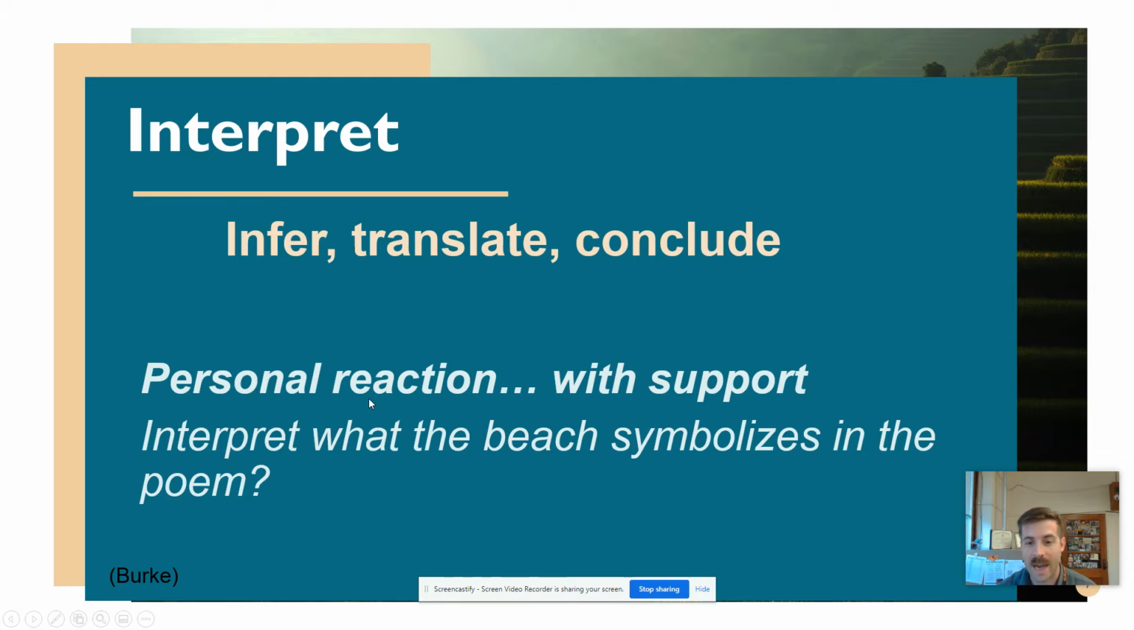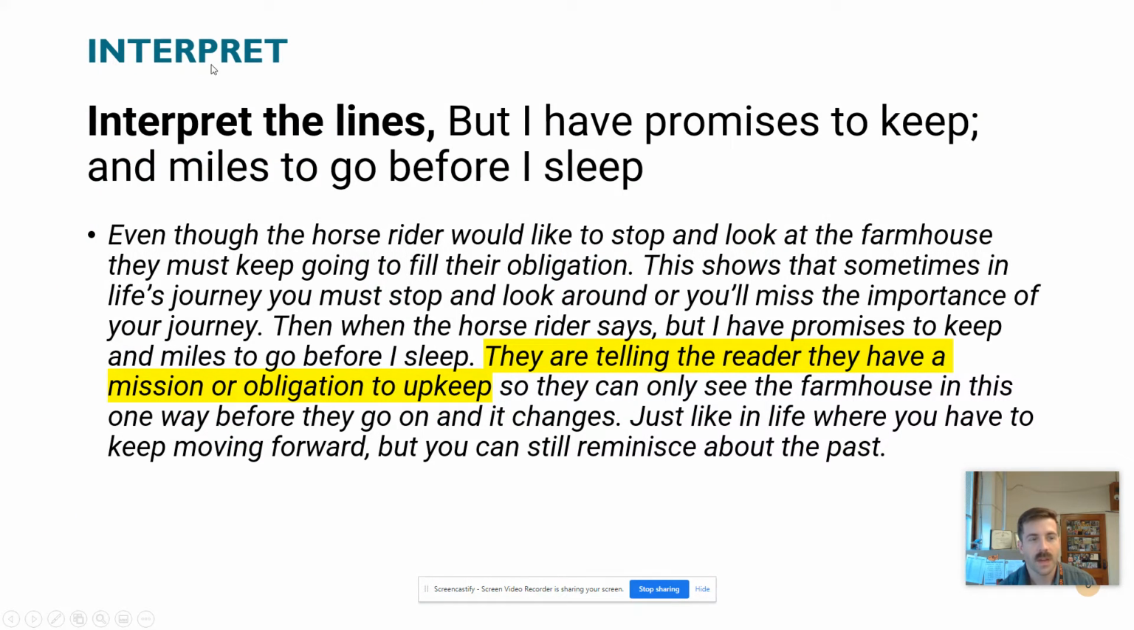It's your personal reaction with support. I'm going to add that in there. So if I ask you to interpret what the beach symbolizes in the poem, you can't just say the world. You've got to tell me why you think the beach symbolizes that in the poem. So here's a great example. Interpret the lines, but I have promises to keep and I have miles to go. So there's a lot of different interpretations to that. You just need to tell me what you think and why.